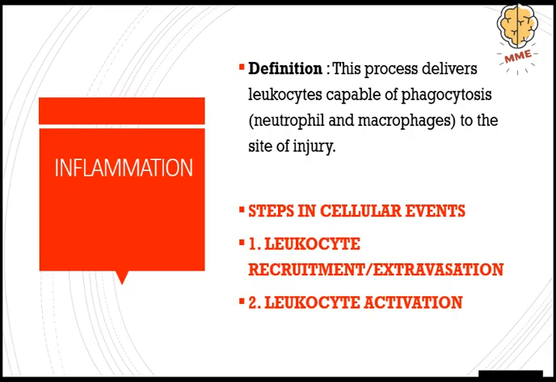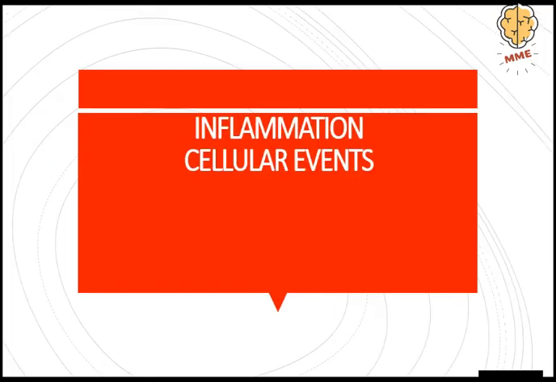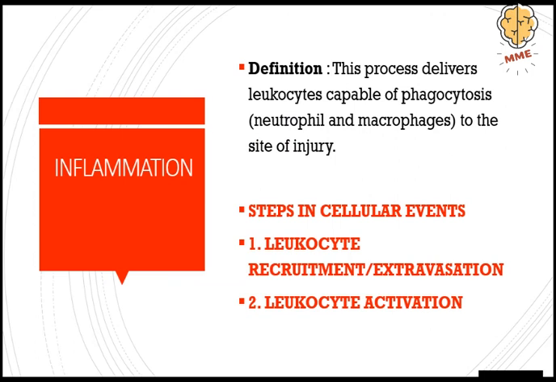In my previous video, I discussed inflammation and its vascular events in our body. As we all know, inflammation has two types of events: one is vascular events and the second is cellular events. In this video, I will discuss the cellular events. So what is the definition of the cellular events occurring in the whole inflammation process?